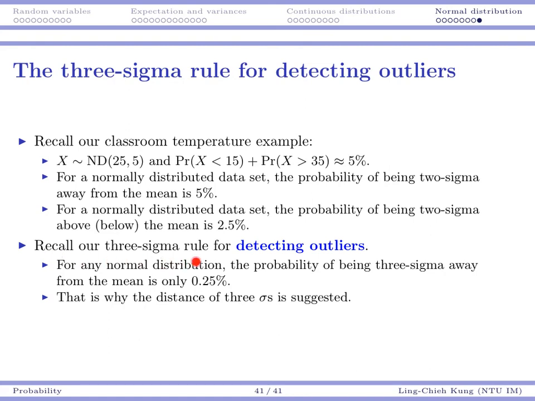It's just 5% for any normal random variable. Then recall our 3 sigma rule for detecting outliers. If the distribution is normal, then the probability of being 3 sigma away can be calculated as less than 1%, just about 0.25%. So that means it's really, really rare. So if your data follows a normal distribution and you find a value that is 3 sigma away from the mean, then it's very likely that there is something wrong, or it's really a rare event. That's something to look at because it's not a normal situation. That's why the distance of 3 sigmas is suggested.